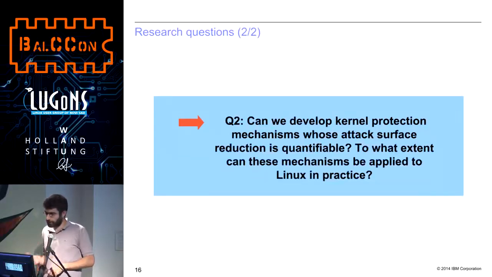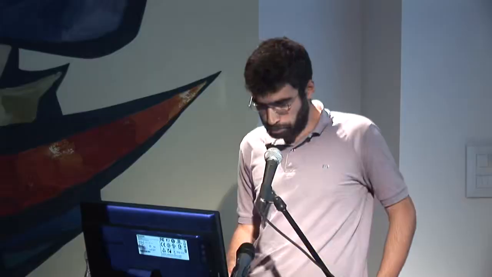Once we do that, we can in turn develop kernel protection mechanisms whose attack surface reduction will be quantifiable. So we will be able to measure it and say, oh, this has that much reduction. If we tweak it in that way, we will reach this much reduction. And of course, we want this to be practical, not just theoretical stuff. So I apply this to the Linux kernel in practice.